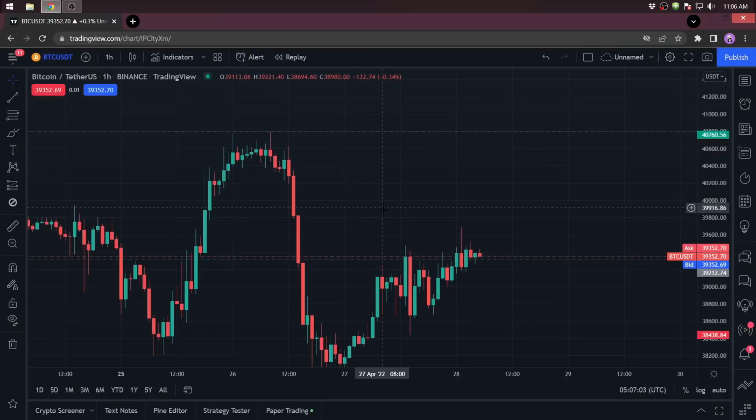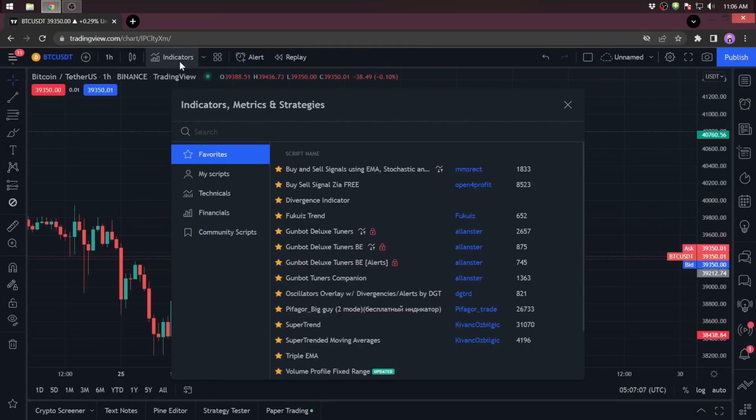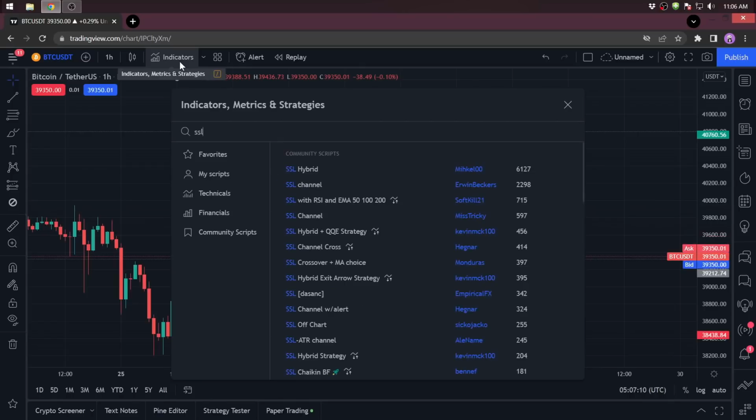So now I have to add the first indicator, SSL channel. I simply go to the indicator library and write SSL. Once I write SSL, you can see one indicator by Irwin Besker, SSL channel. So I simply click to add it on my chart.